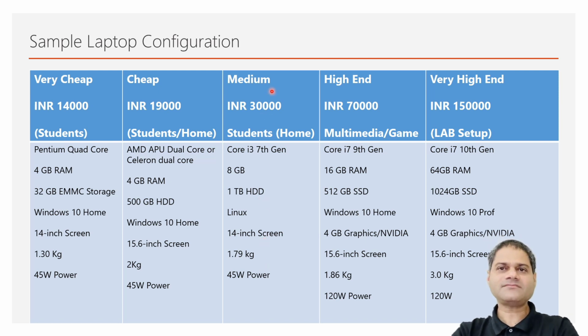Option 4. High-end Core i7 9th gen, 16GB RAM, 512GB SSD, Windows 10 Home with 4GB NVIDIA graphics. This can support high-end gaming and multimedia as well. It costs around 70,000 Indian rupees. Option 5. This is a very high-end one. Core i7 10th gen, 64GB RAM, 1024GB SSD, Windows 10 Professional, 4GB graphics with NVIDIA. This is good for gaming, high-end home software, lab, etc. It costs around 1.5 lakh Indian rupees.